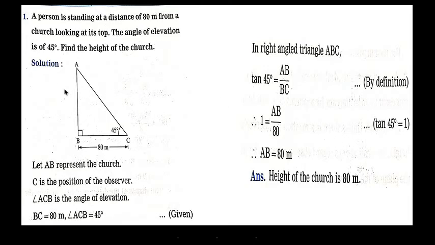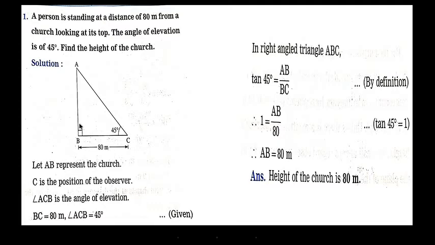So we start with our Practice Set 6.2. The first sum: a person is standing at a distance of 80 meters from a church, looking at its top. The angle of elevation is 45 degrees. Find the height of the church.